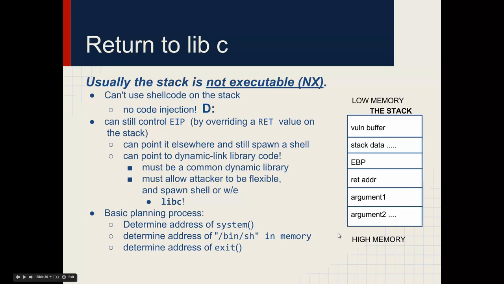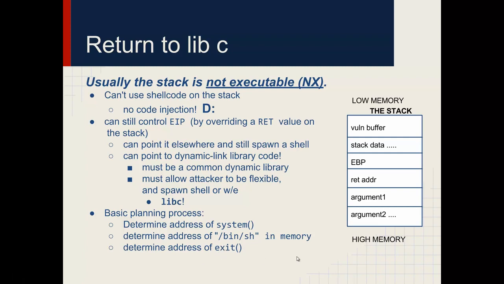So a common way of spawning a simple privilege escalation shell would be calling system in libc, passing it the string /bin/sh or a pointer to that string, and then telling it to exit afterwards.